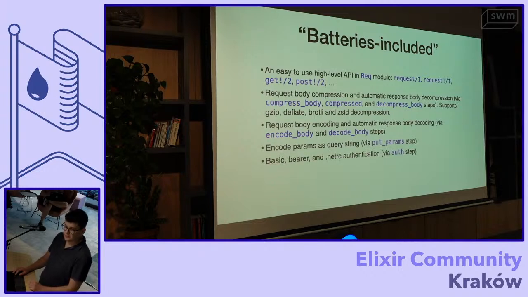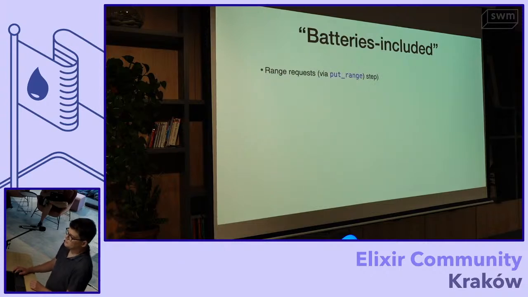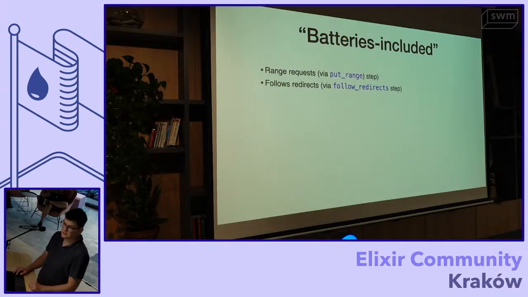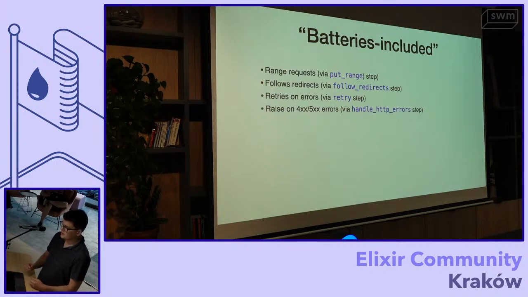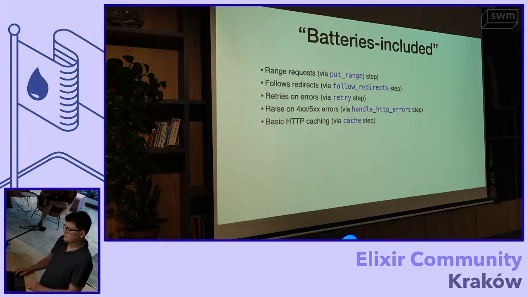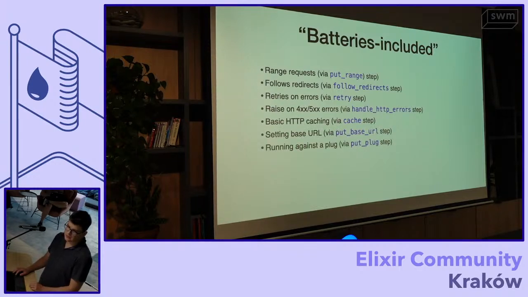We have support for authentication. We even have the .netrc file, which is pretty useful for scripts and such. We can easily make range requests, follow redirects, retry when we face errors, raise on an HTTP error. By default, we would get a response back, but maybe we want to raise if you actually got an HTTP error. We have very basic support for HTTP caching. That's something that I want to improve. We can set base URL. We can run against plugs, and we have pluggable adapters. We're going to talk about these two later on.